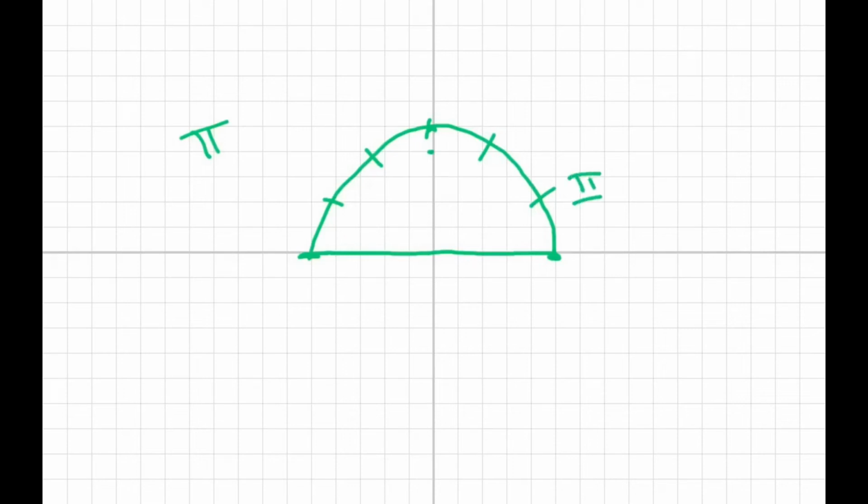So you have pi over 6, and then we're going 2 pi over 6. This would be 3 pi over 6, 4 pi over 6, 5 pi over 6, and then 6 pi over 6. Why did I say 7?